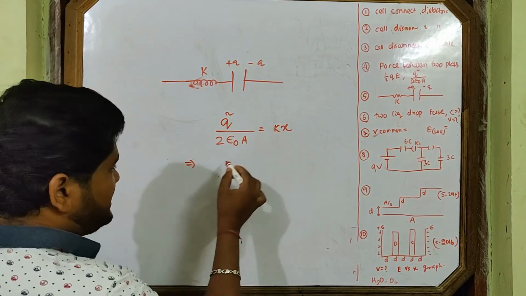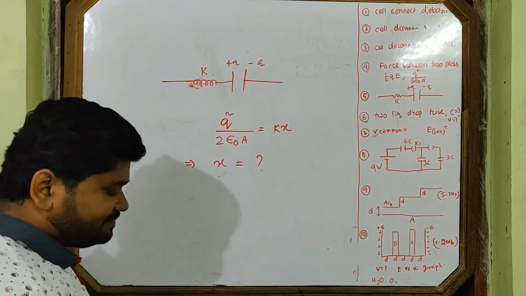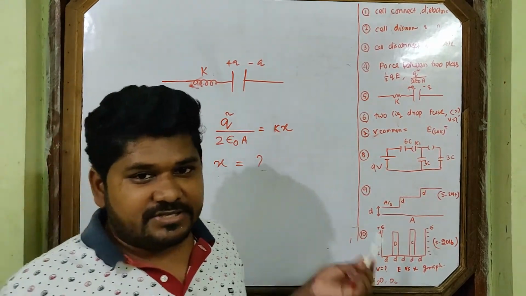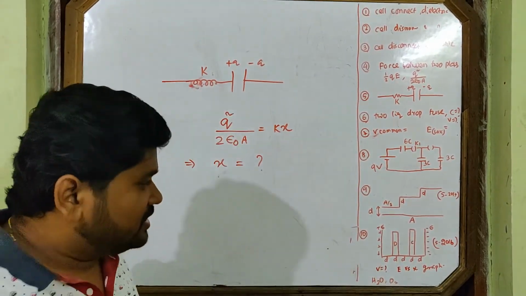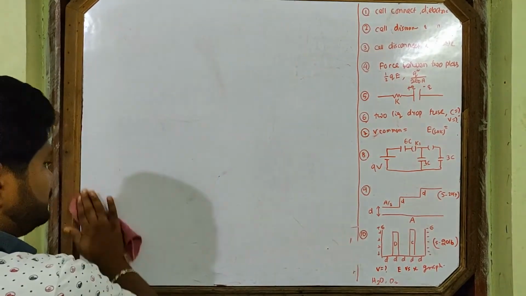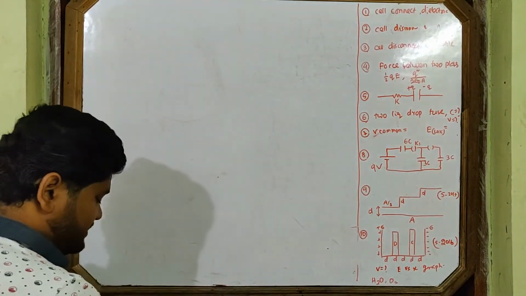We know the spring force is Kx. Then x is equal to what? Over. This is the simple question. x is equal to how much? This is the extension of the spring. So this is the question about the force between two plates of a capacitor, one concept.